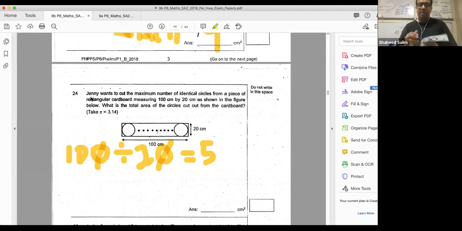That's all. Don't think it's difficult, it's actually quite easy. What is the total area of the circles cut out from the cardboard? That's what they are asking. You are not allowed to use a calculator, but you use 3.14. Don't worry, it's going to be quite easy. Remember the formula for the area of a circle, pi r squared. R, not diameter squared, please. R.